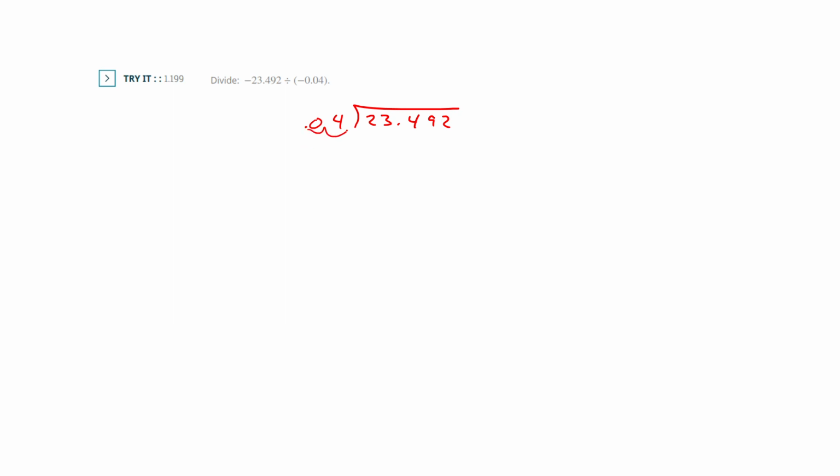Now I'm going to move this over 2 spots, so I've got to do this 2 spots as well. So I'm going to do 4 into 23.49.2. I've adjusted that decimal place. Okay, 4 doesn't go into 2, but it can go into 23 5 times. 5 times 4 is 20. Got a remainder of 3.